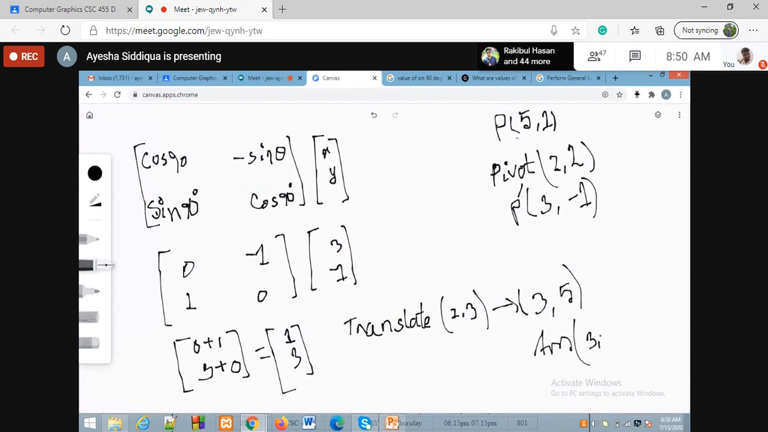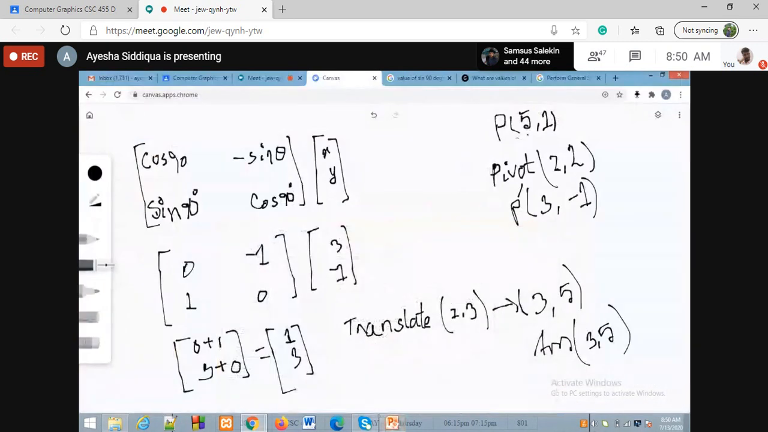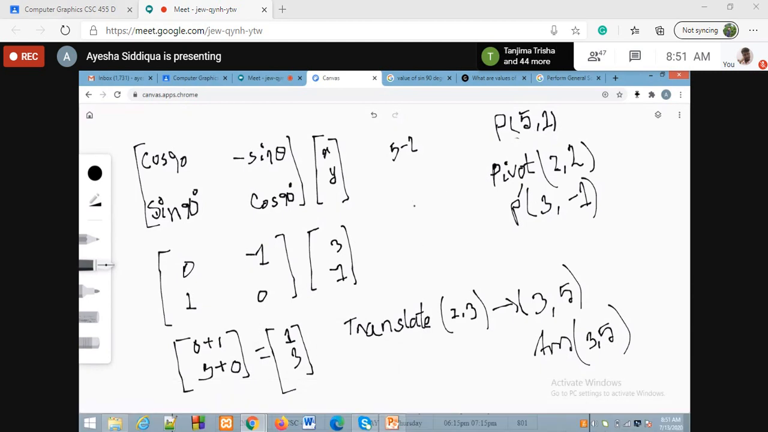What about the first part? Tx and ty equal to -2. How come? Yes, first part. Here tx equal to -2 and ty equal to -2. How come? Yes, that is what we did. Like from P is 5, 1 and pivot is 2, 2. That means we are doing the subtraction. That is 5 minus 2, right? That is how you get 3. And again 1 minus 2. That is how you get -1.